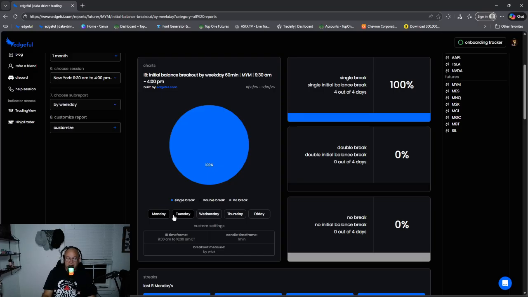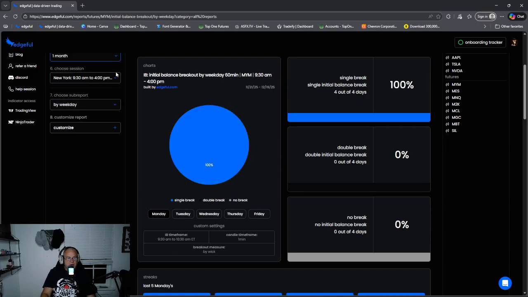It's late, folks. I'm making this right before going to bed. And of course, Tuesdays, Wednesdays, Thursday. That's when we had our double break day in the last month. It was on a Thursday. And then we had a no break day, 1 day out of the month, where it didn't break the IB high or the low. It just stayed inside the range.